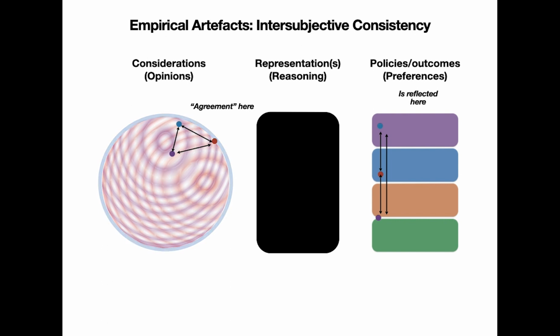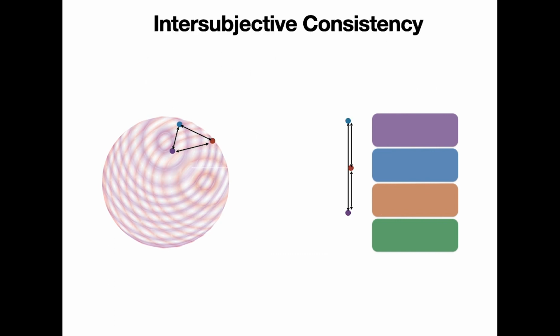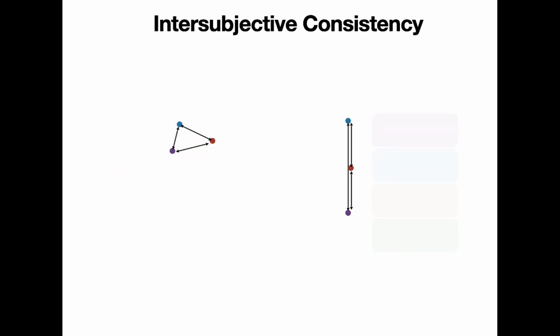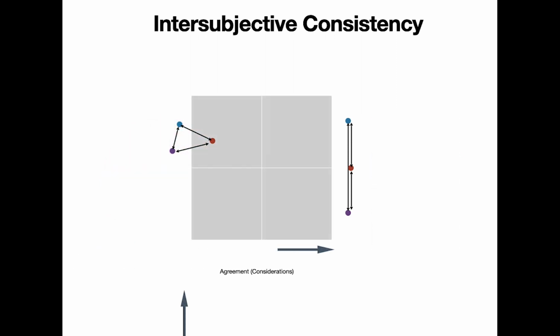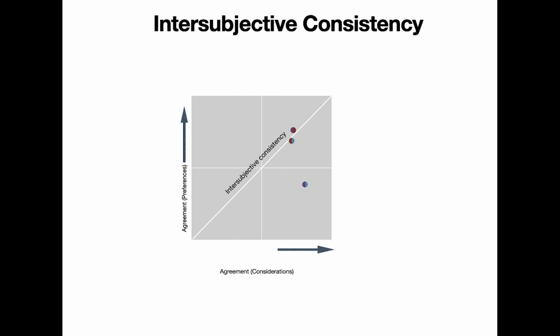If there is meta-consensus regarding considerations and intersubjectively shared representational reasoning, the result is consistency. This consistency translates into commensurable levels of disagreement between considerations and opinions and policy preferences. We can plot intersubjective consistency of pairs of individuals with agreement on considerations on the x-axis and preference agreement on the y-axis. Perfect consistency is represented by the diagonal line, proximity to which measures intersubjective consistency as a proxy for shared understanding, which connotes deliberative reason.